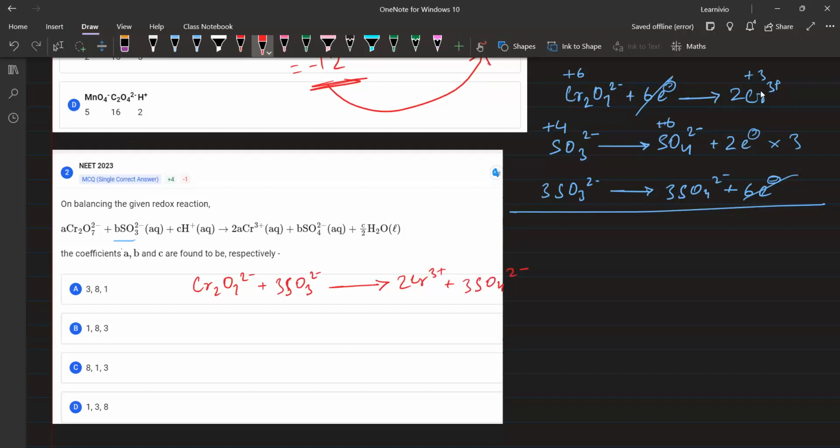Now we'll calculate the charges: minus 2 and 3 times minus 2 gives minus 6, so the total would be minus 8. Here we are having 3 times 2, that is plus 6, and 0. So we will be needing 8 H plus ions. Yes, 138 is correct.